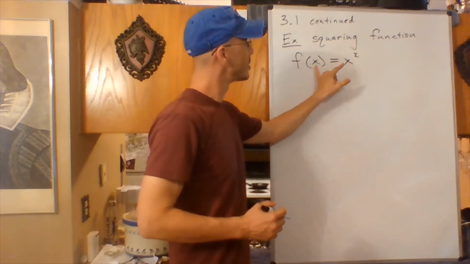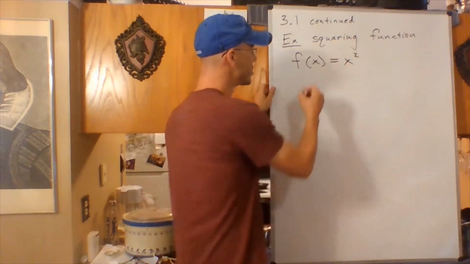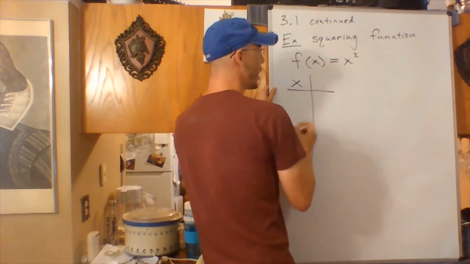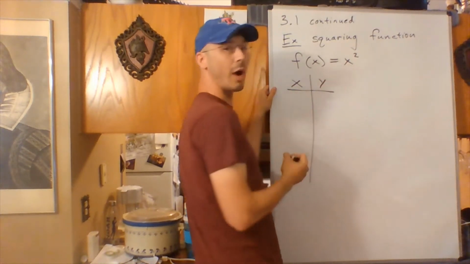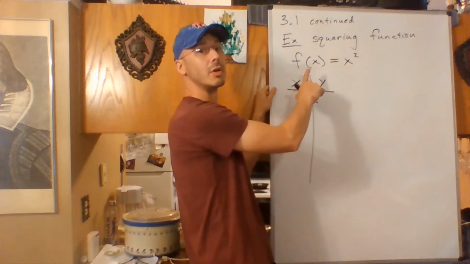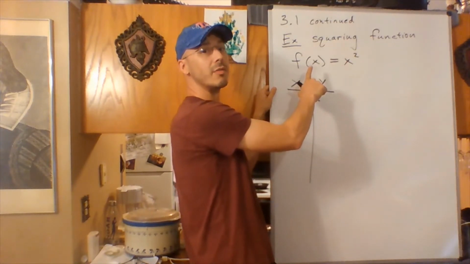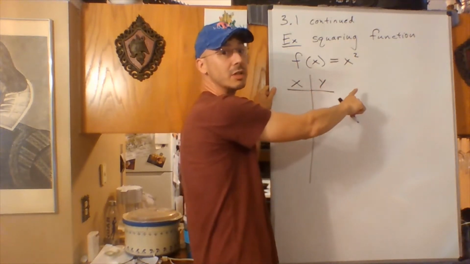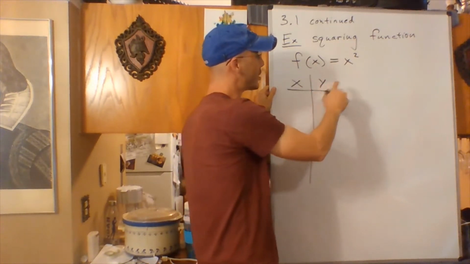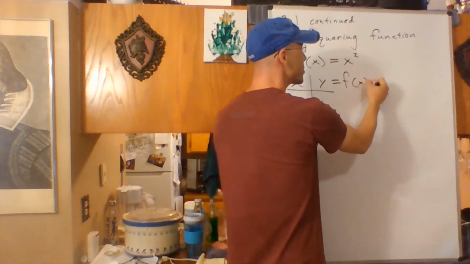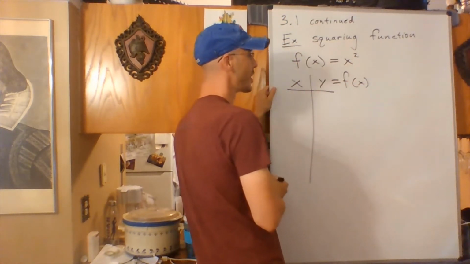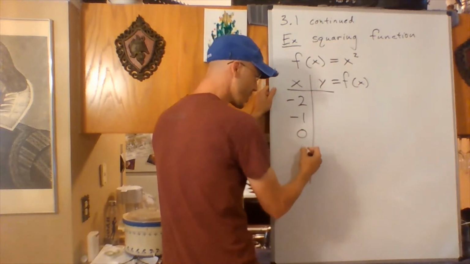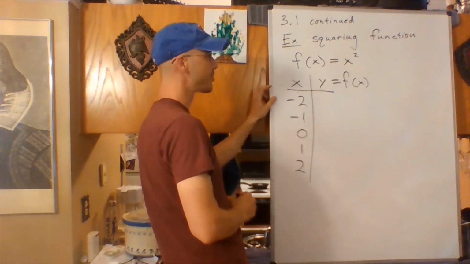I can find values to build the graph by using a table where I'll have some x values and then y values that come from the function f of x, or we could just put x squared. We can put the formula in. My y values are the function values, in general the f of x values. And so I'm just going to choose a few because I've done this before. These numbers will get the idea.